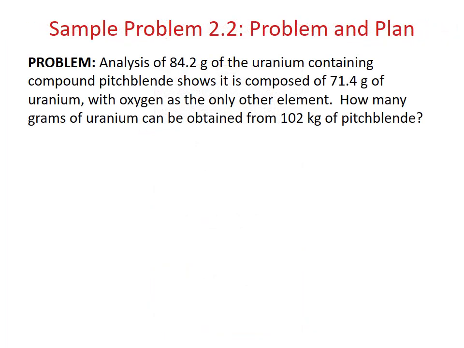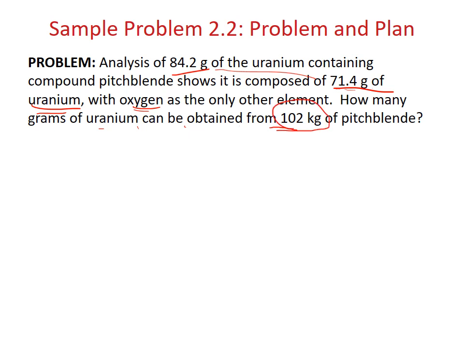Sample problem 2.2. Analysis of 84.2 gram of the uranium-containing compound pitchblende shows it is composed of 71.4 grams of uranium, with oxygen as the only other element. So you have uranium and oxygen, and you know uranium, and therefore oxygen can be calculated by the difference.